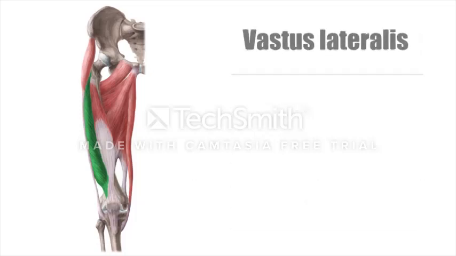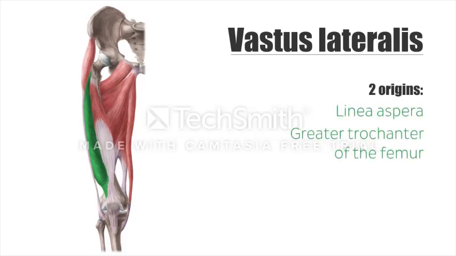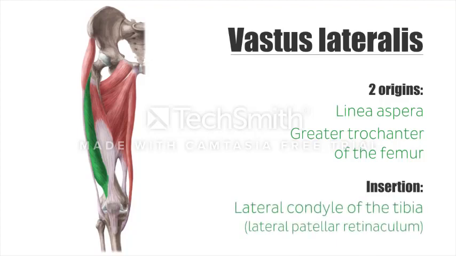The vastus lateralis muscle originates at the linea aspera and greater trochanter of the femur, loops around the shaft, and mainly runs into the quadriceps tendon. Mirror inverted to the vastus medialis muscle, a small part goes around the patella laterally and inserts at the lateral condyle of the tibia, also known as the lateral patellar retinaculum.